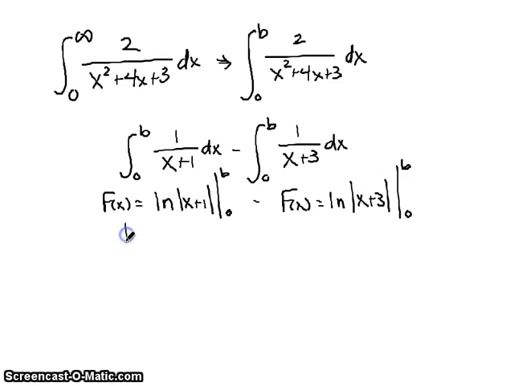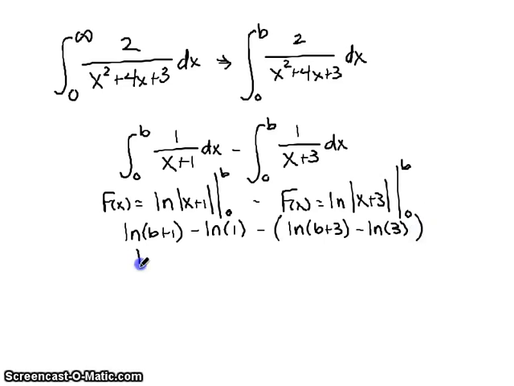So that would give us natural log of b plus 1. Now we don't need the absolute values anymore because we know that b is greater than 0. Minus natural log of 0 plus 1 is just 1. Minus, we'll put in parentheses, natural log of b plus 3. Minus natural log of 0 plus 3 is 0 plus 3, so we're left with natural log of 3. Close all of those parentheses. So we're going to get natural log of b plus 1. Natural log of 1 is 0, minus natural log of b plus 3. And then minus negative will be plus natural log of 3.